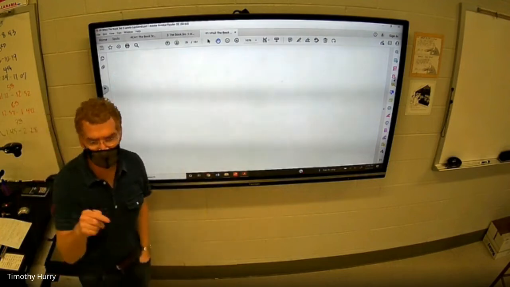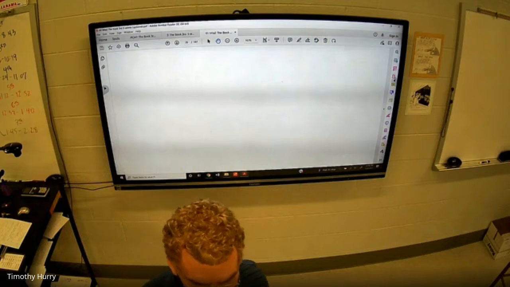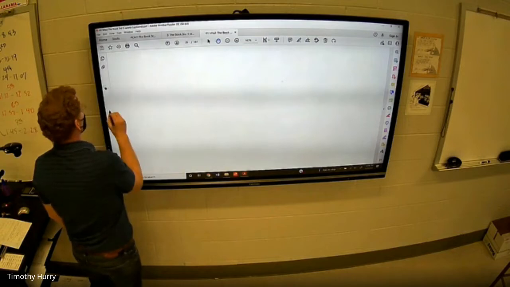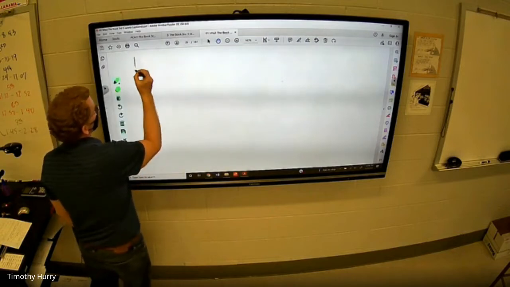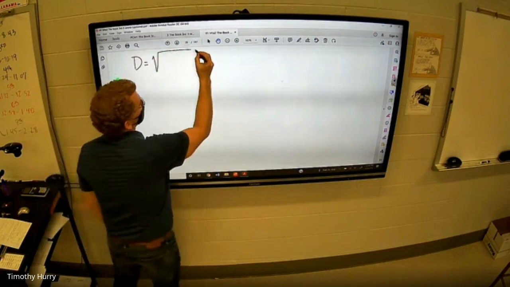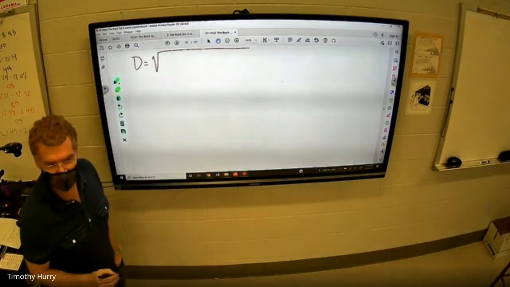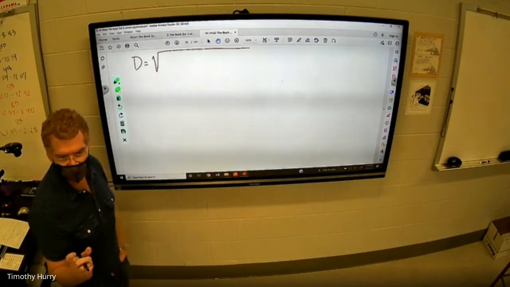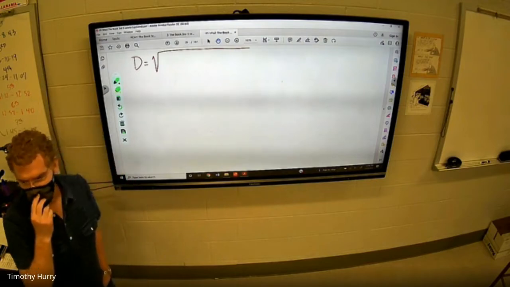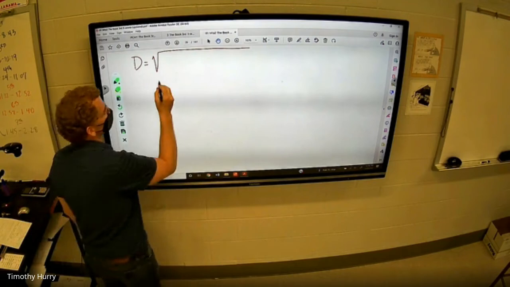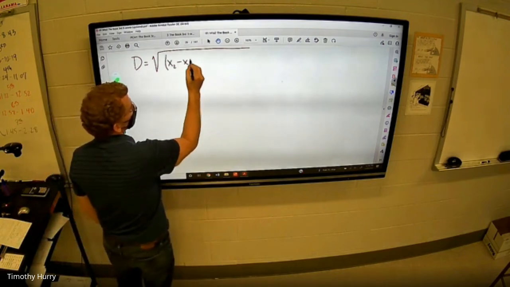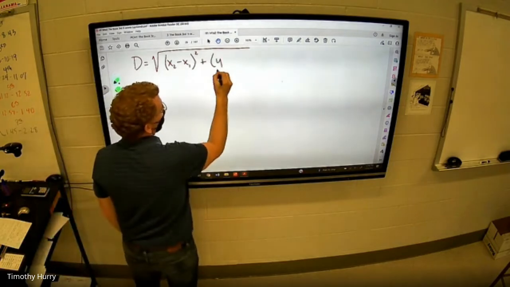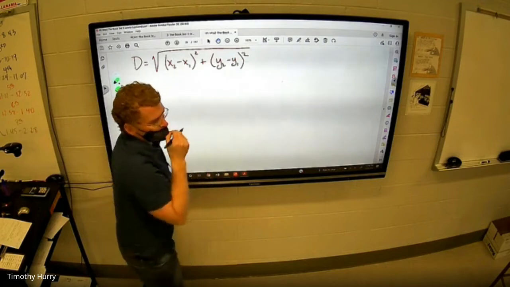All right, what about distance formula? Anybody remember what distance formula is? So you're saying distance formula is, I'm going to put a D right here. Distance is, you said, square root of x2 minus x1, squared, plus y2 minus y1, squared?